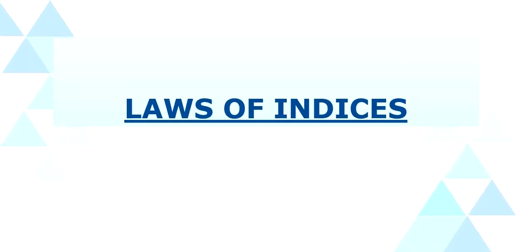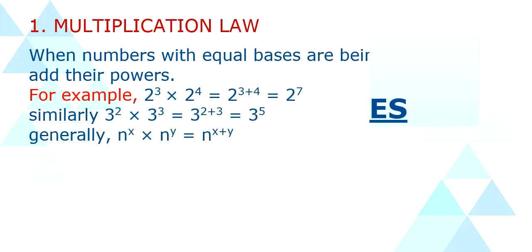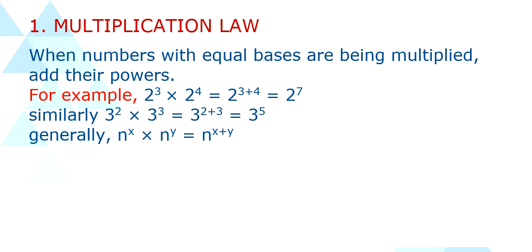Our topic for today is laws of indices. 1. Multiplication law. When numbers with equal bases are being multiplied, add their powers. For example, 2 raised to the power 3 times 2 raised to the power 4 equals 2 raised to the power 3 plus 4. That is 2 raised to the power 7.